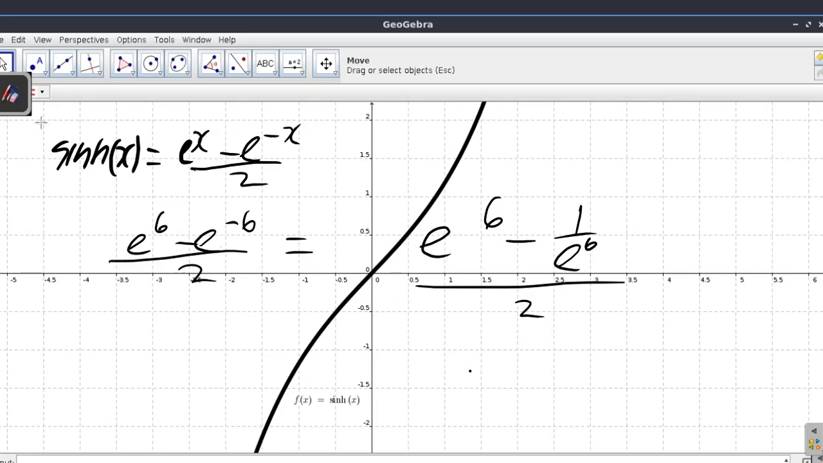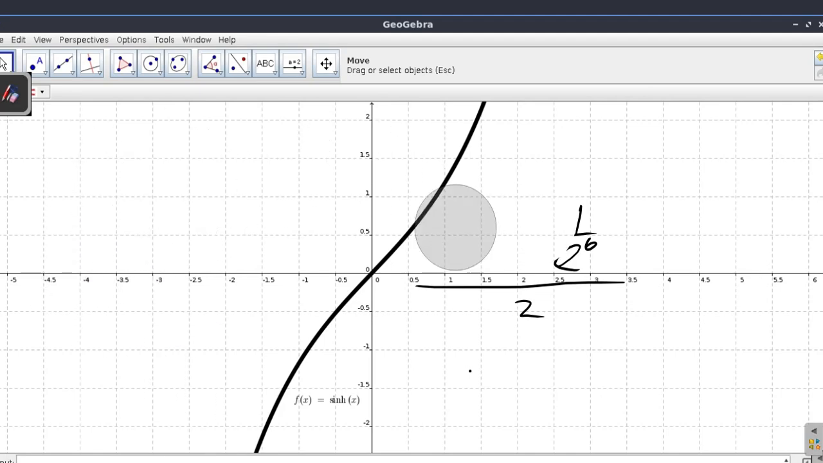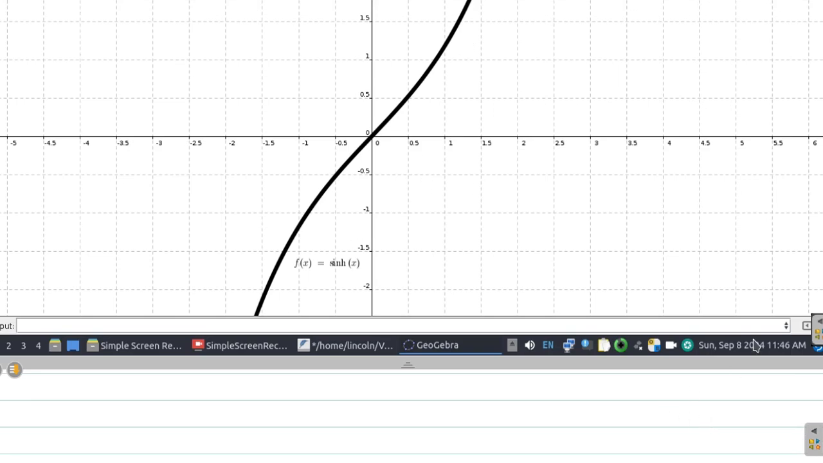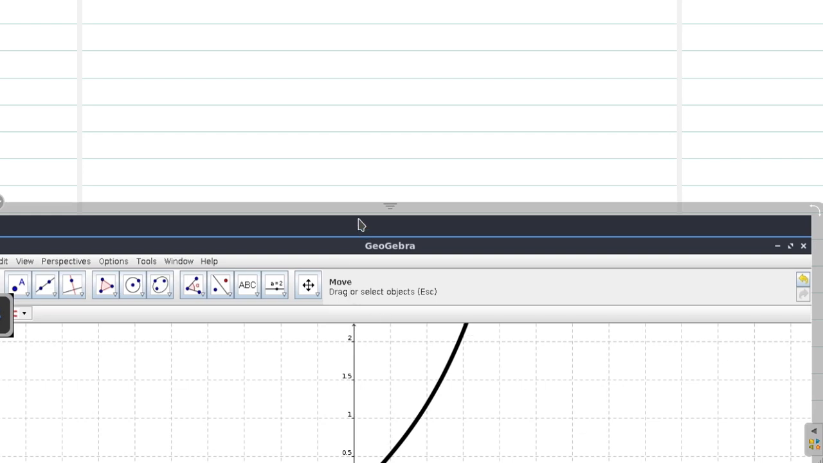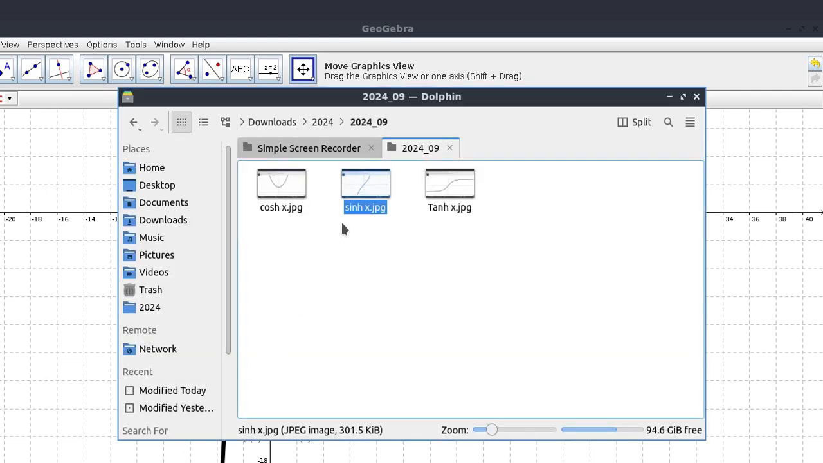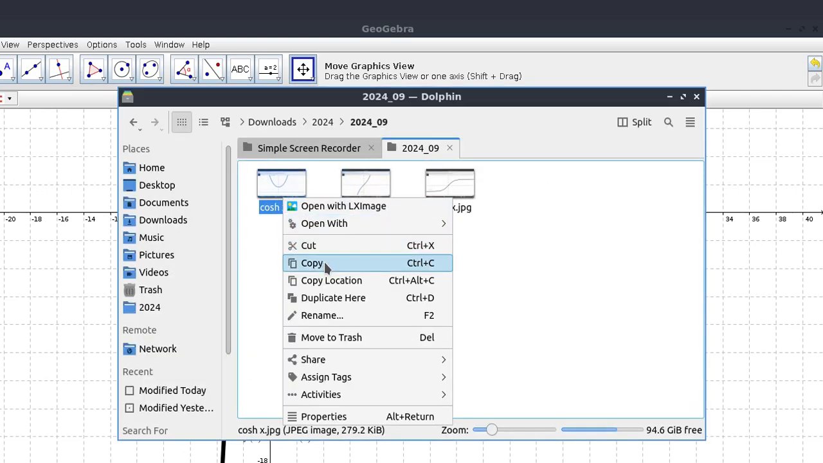This is where we left off in our last video. We looked at the graph of the hyperbolic sine, but let's look at the graph of the hyperbolic cosine. Let's get rid of this and look at the graph of the hyperbolic cosine. This was the hyperbolic sine. The hyperbolic cosine. Let me copy and paste it over here.